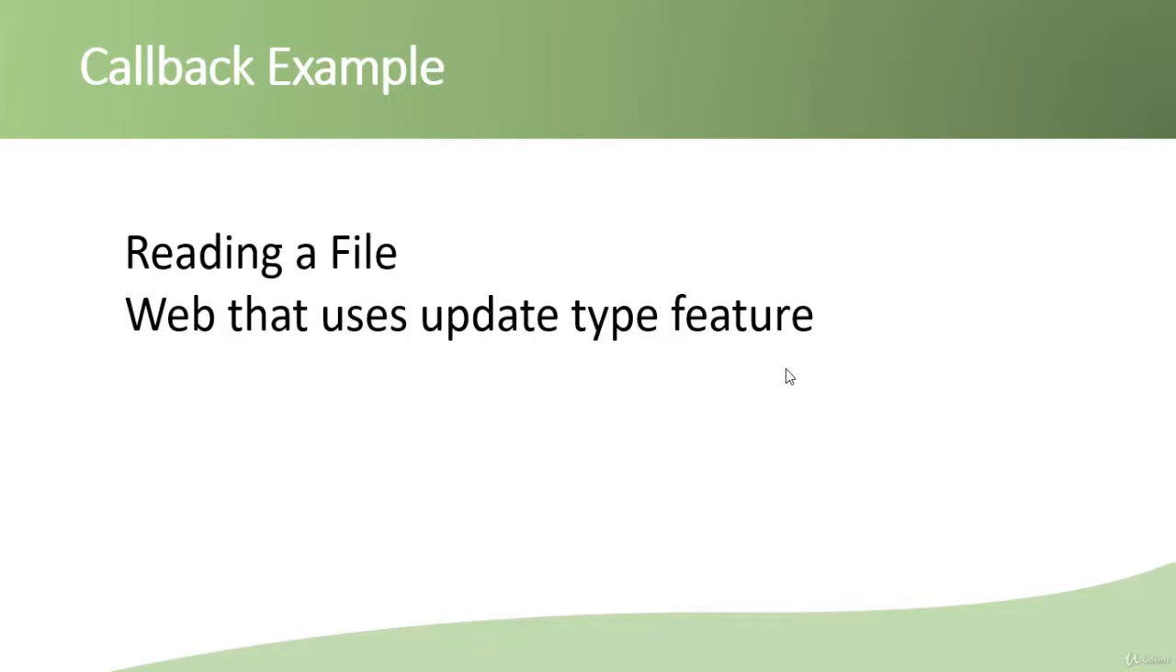In the same way, when reading a file, we start reading the file and we move on to our next code. After the reading of the file is completed, we will be notified that your file has been successfully read. So these are examples of callbacks. Now this is just the definition. Now let's see with the help of a coding example how callbacks help us in Node.js.